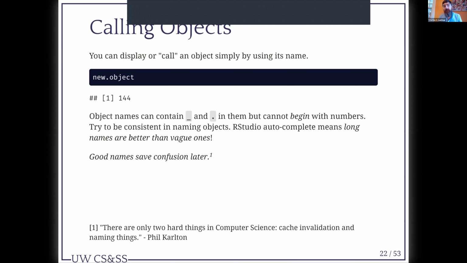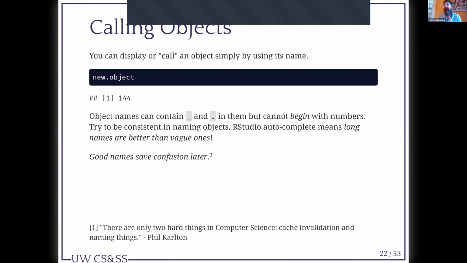Names in R are pretty flexible. They can contain underscores and periods. About the only major restriction is they cannot begin with numbers. You can begin with letters, just not numbers. I say try to be consistent in naming objects. A really nice thing about RStudio is that it has built-in auto-completion of your typing, which gives you an excuse to use longer, more informative names because RStudio will complete writing them for you.